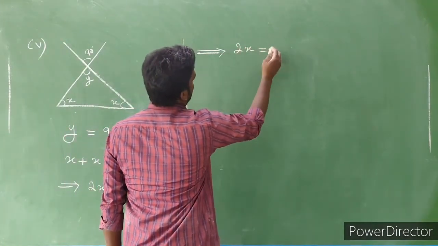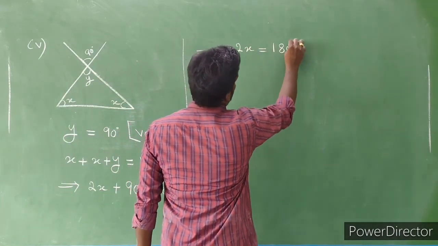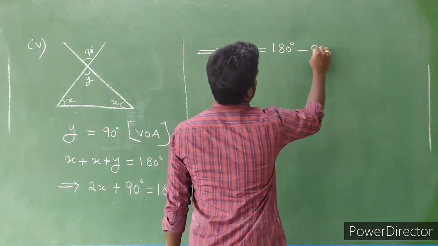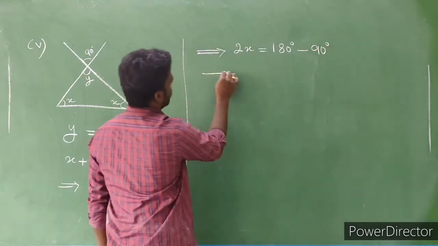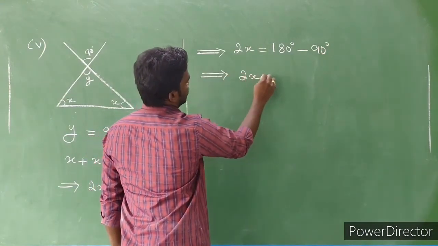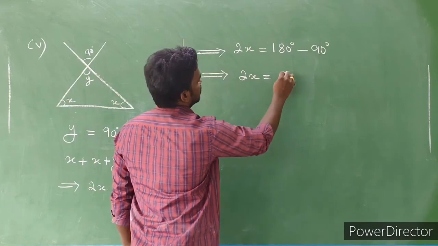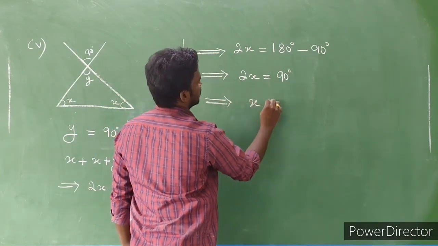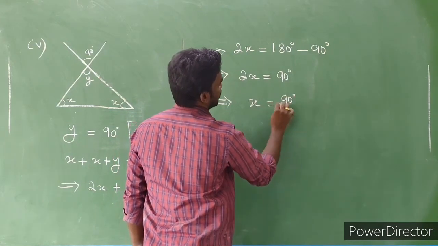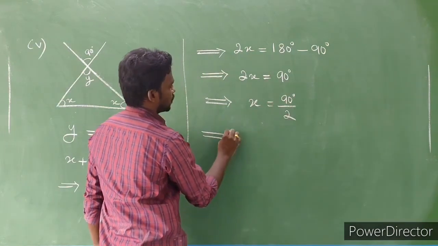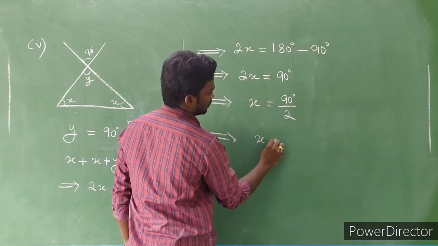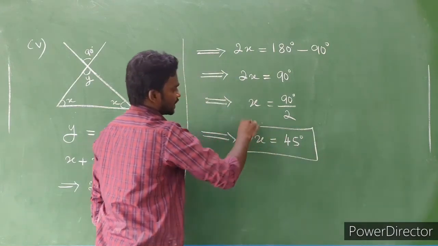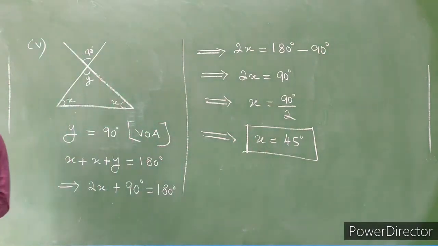So 2x is equal to 180, and this plus 90 transposes to minus 90 degrees. Implies 2x is equal to 180 minus 90, that is 90 degrees. Implies x is equal to 90 degrees divided by 2. What is 90 divided by 2? It is 45 degrees. So the value of x is equal to 45 degrees.